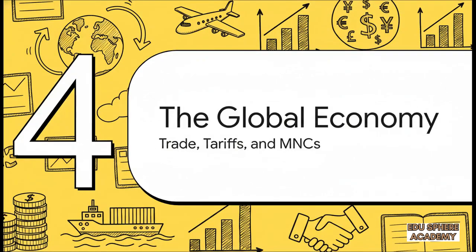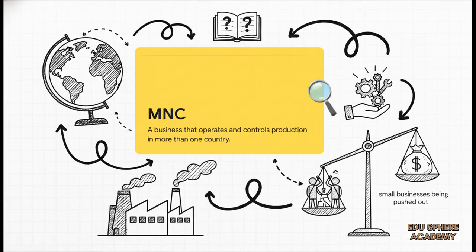Section 4. Navigating the global economy. Trade, tariffs, and MNCs. In this section, understanding the key players is absolutely crucial. Take a multinational corporation, or MNC. That's a business operating and controlling production in more than one country. So, the crucial point here is, why does this matter? Well, because MNCs frequently pop up in long-form questions, particularly regarding their impact on developing economies.